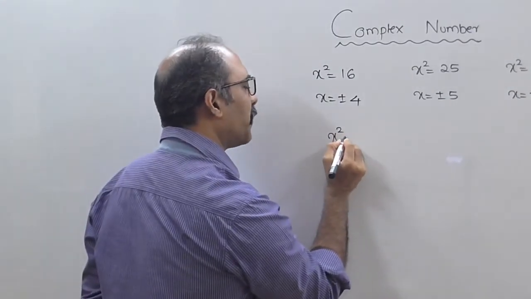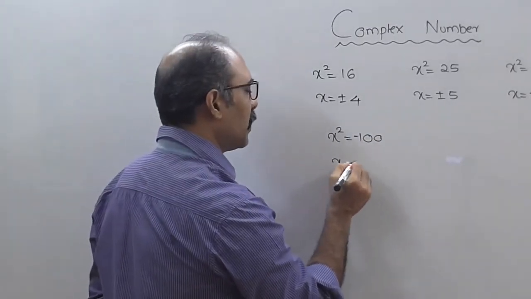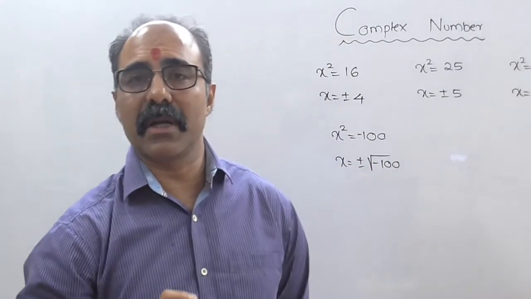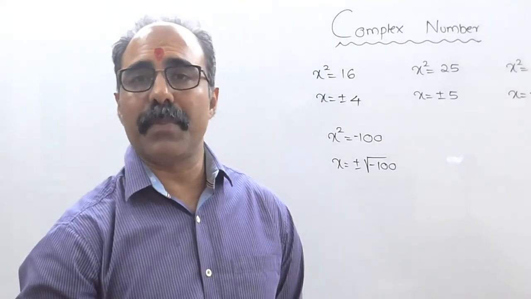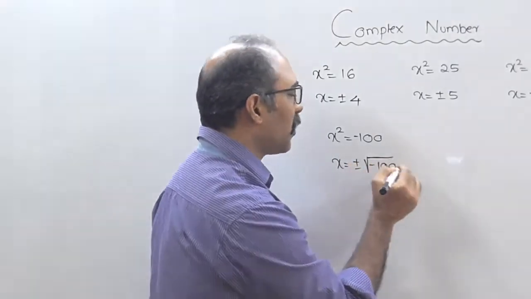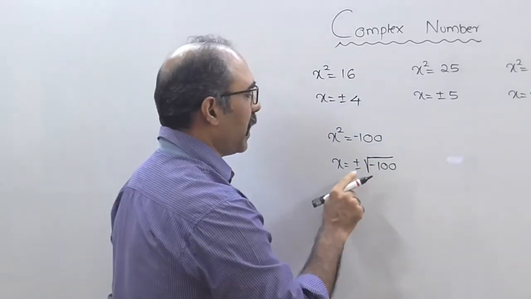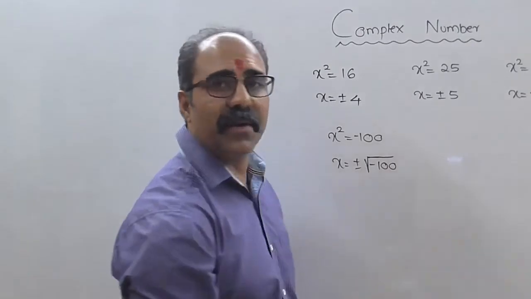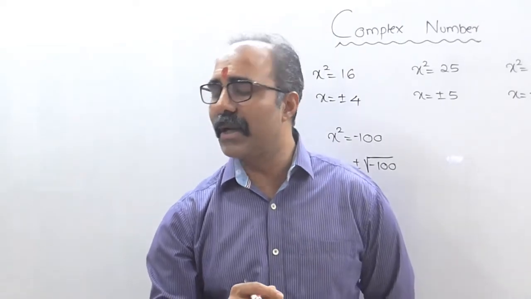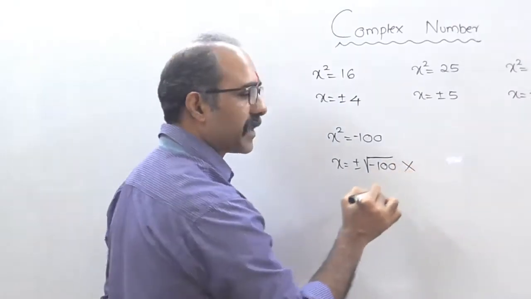Now again, if I ask you if x square equal to minus 100, what is the value of x? So you will say that x is equal to plus or minus root of minus 100. Then I think you have been taught in school that root of a negative number does not exist, which is absolutely true. But in complex numbers, you can convert that negative root in terms of the imaginary number which is denoted by i. So root of a negative number does not exist, it's absolutely correct.